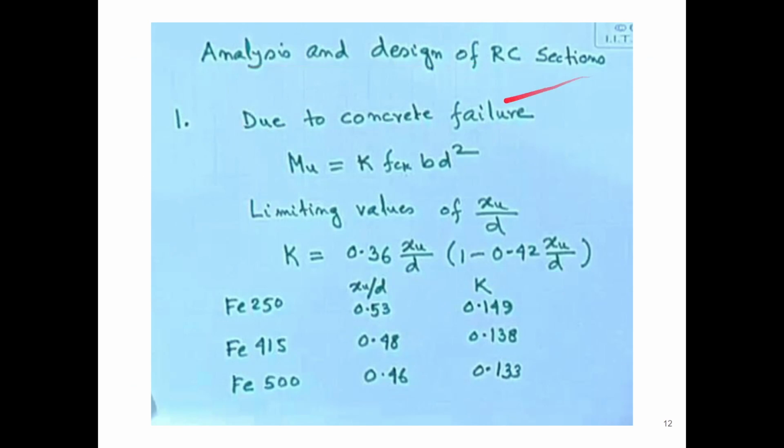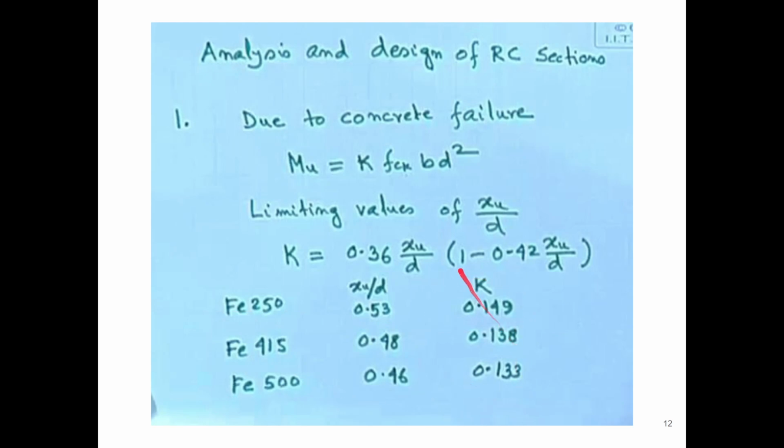Now, analysis and design of RC section. Due to concrete failure, as we just discussed, Mu equal to K fck bd square, and K is nothing but 0.36 xu by d into 1 minus 0.42 xu by d. For various grades of steel, xu by d values will differ, and using these values we can find the value of K, which is 0.149, 0.138, 0.133. We just discussed 0.138 fck bd square for Fe415. Similarly, for Fe250 it is 0.149 fck bd square, and for Fe500 steel it is 0.133 fck bd square.